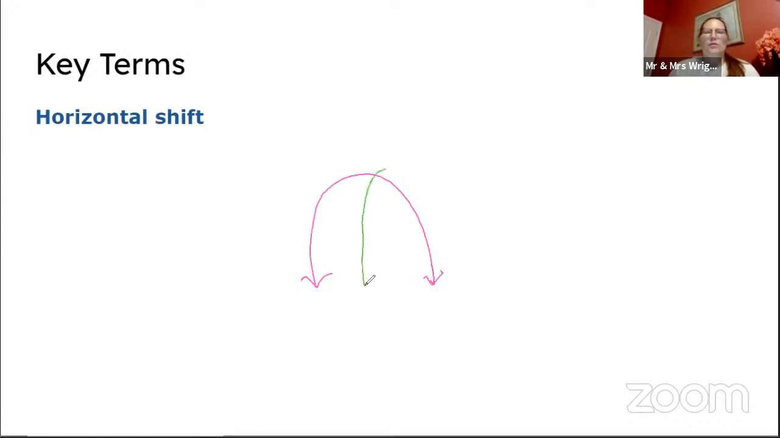Horizontal shift. Going back, if we started with a parabola that looked like this, a horizontal shift would mean it's traveled to the right or the left. And so in this case, this one's gone to the right. And they're supposed to be exactly the same. My green one isn't quite as parabolic as the purple one, but it's supposed to just shift to the right or to the left.